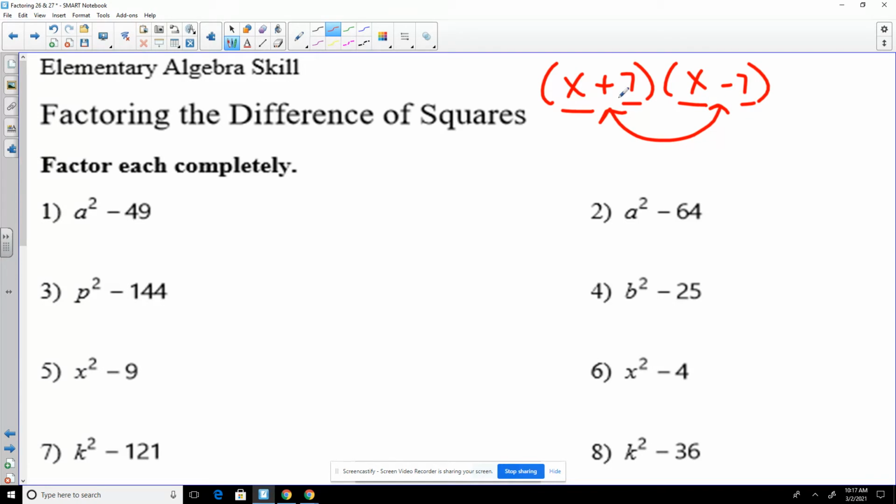And we said that we could skip doing all of these steps of multiplying these binomials because we know it's a difference of squares. We could just simply say term number 1 and term number 1 of both binomials. What's x times x? X squared. And then the second term, positive 7 times negative 7 is negative 49. And we can stop there.